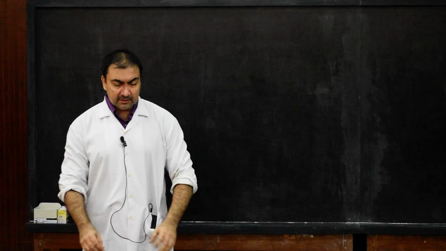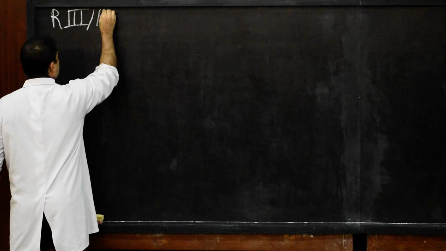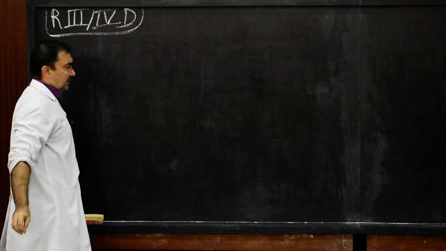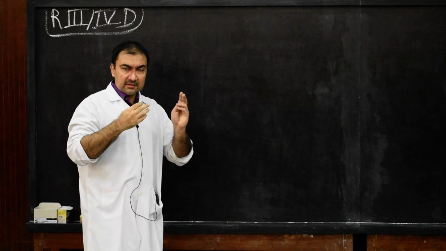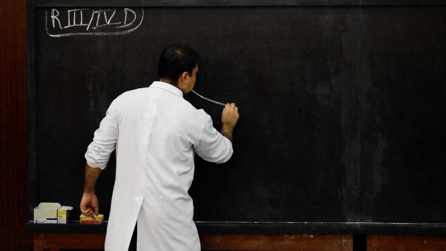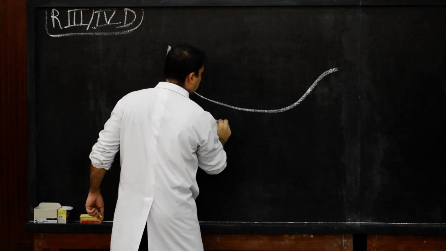Good morning, students. Here we start with the gross anatomy lecture on the relations of the third and fourth part of the duodenum. For the relations of the third as well as the fourth part of the duodenum, we will draw one line diagram considering the third and fourth part, and we will draw that line diagram in this way.